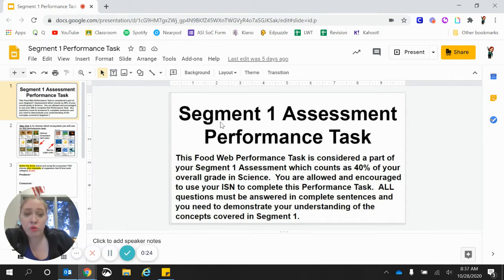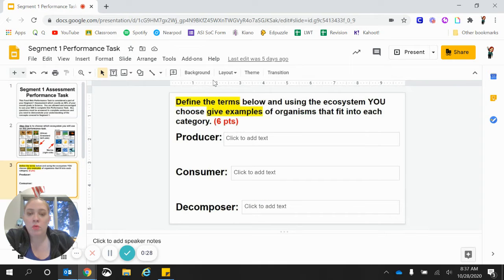So let's review your assessment performance task. Under slide 3, we had: define the terms below and, using the ecosystem you chose, give examples of the organisms that fit into each category. The issue a majority of you were having, you did not actually define the term. You only told me examples.